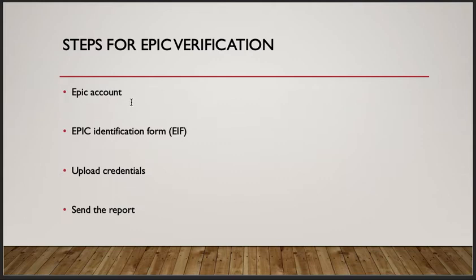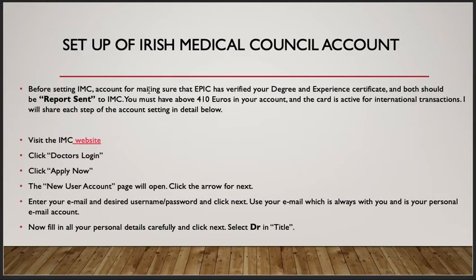So you have to make an EPIC account. You have to fill up the EPIC identification form, upload your credentials, meaning your passport, your degree, whatever, and you have to send the report. And as I told you, you will just write Medical Council Ireland. Automatically they will show you the address, and you will click that, pay the money, and done. Your report will be sent directly to the medical council. Very easy to make an EPIC account as well.